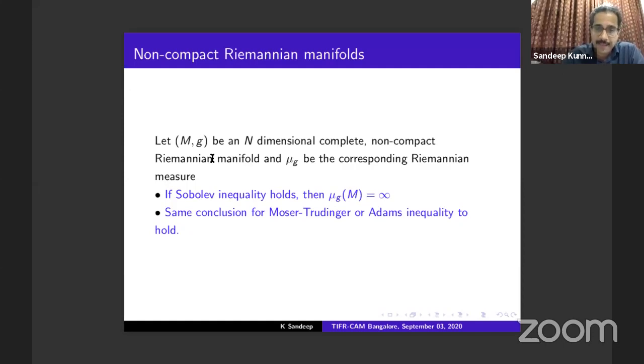Then there are standard arguments using which you can show that on a complete non-compact Riemannian manifold, if you have a Sobolev inequality, then the volume of the manifold has to be infinite. In other words, if you have a complete non-compact Riemannian manifold with finite measure, then you cannot have the Sobolev inequality. In fact, with very little modification, you can also prove that the same conclusion holds if you want a Moser-Trudinger or an Adams inequality. So if you want to prove some kind of Sobolev embedding, Moser-Trudinger, or Adams inequality, you had better assume that the manifold has infinite measure.